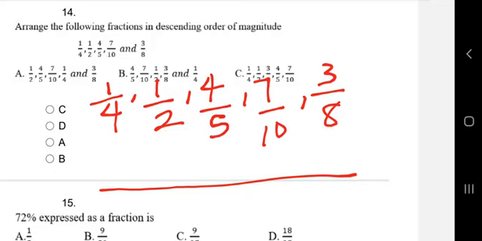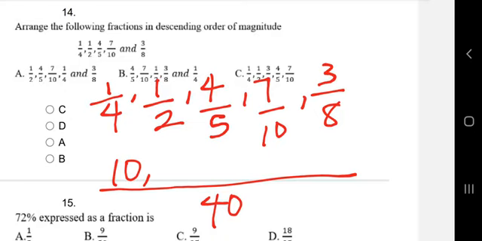The LCM of all the denominators that we have here is 40. By the time you find the LCM, you're going to get 40. So 40 divided by the denominator of the first fraction gives 10. 10 times the numerator, that gives 10.